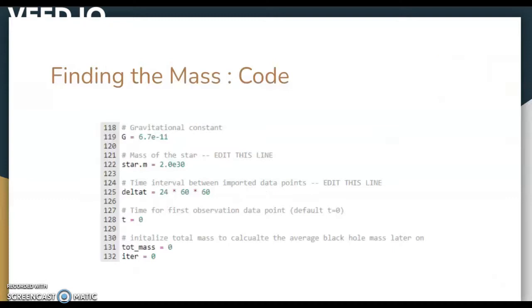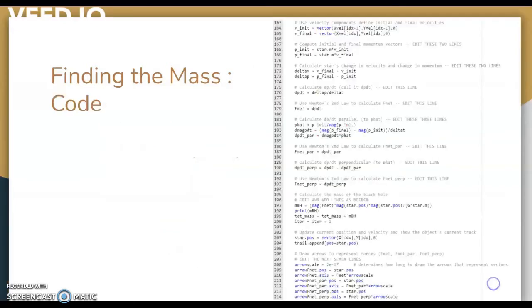To start off my code, in my first computational model, I set the change in time to the time in a day represented in seconds. I also started two counters that will compile the mass of the black hole at each iteration and then find the average mass at the end. I then went into finding the initial and final momentums, finding the change in velocity and change in momentum, which, as we know, corresponds, used with the change in time, with F net.